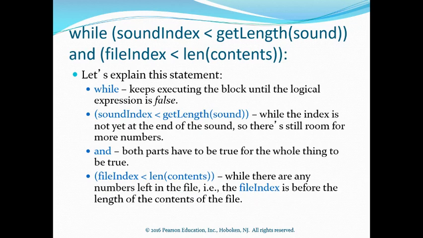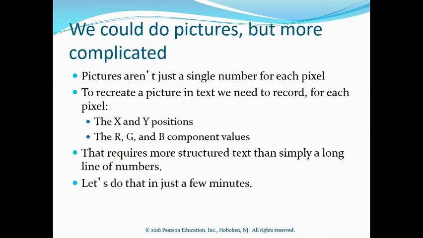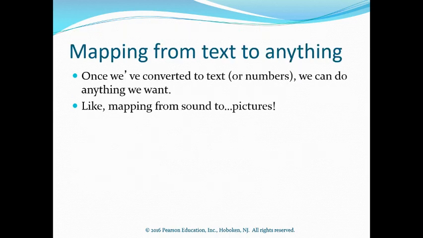Continuing, we say file index is less than the length of the contents. So while there are any numbers left in the file, i.e. the file index is before the length of the contents of the file. We could do pictures, but they're more complicated. Pictures aren't just a single number for each pixel. To recreate a picture in text, we need to record for each pixel the X and Y positions, and then the RGB, or red, green, and blue component values. That requires more structured text than simply a long line of numbers. Let's do that in just a few minutes.